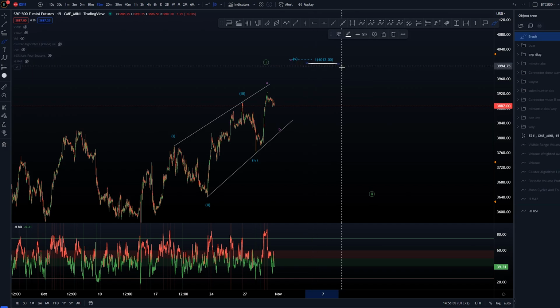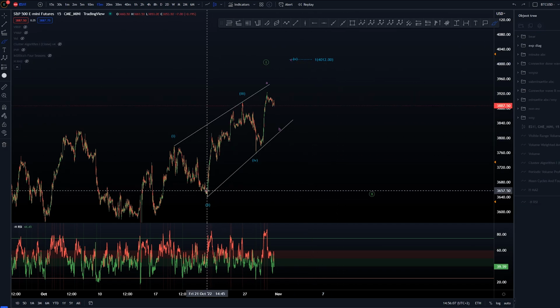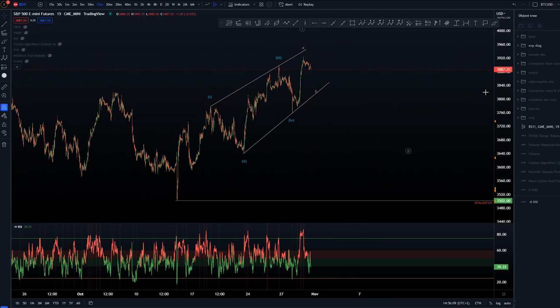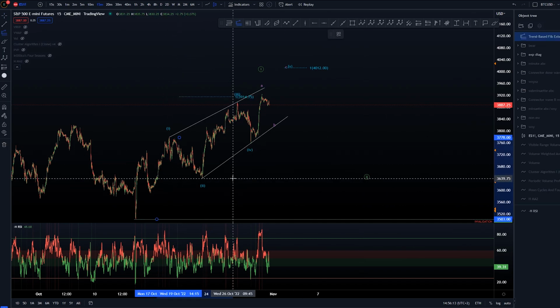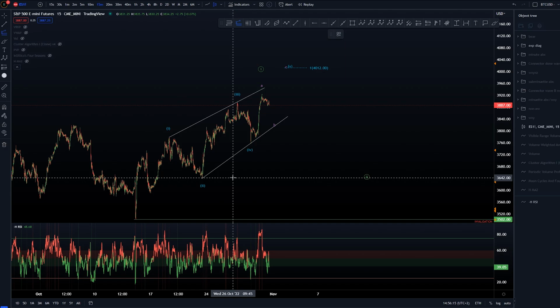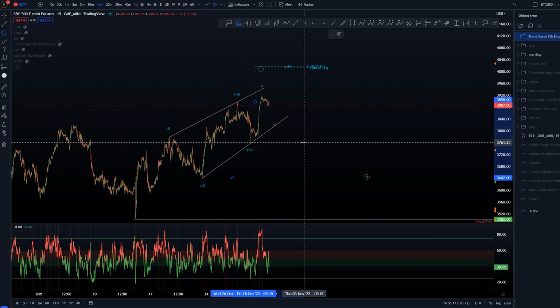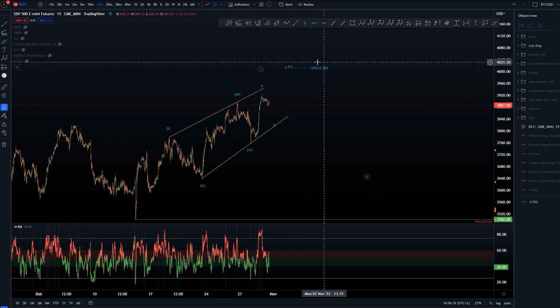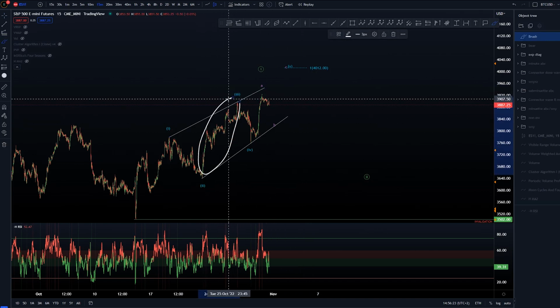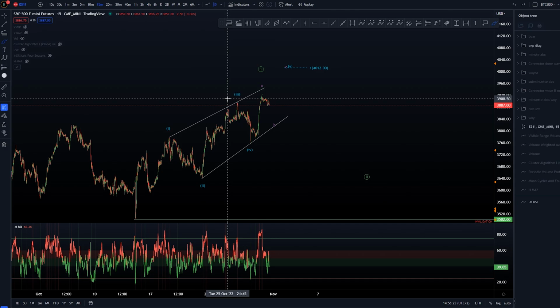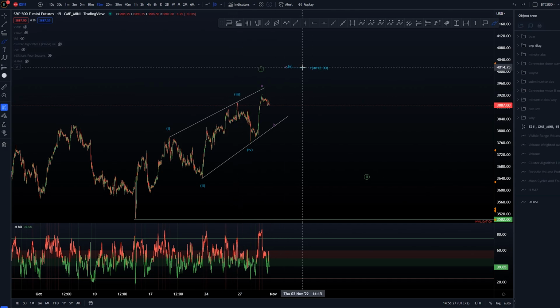The maximum it can go is $4,012 because again, this is a contracting structure. So wave 3 here is actually smaller than wave 1. So wave 5 needs to be smaller than wave 3 in order for 3 not to be the smallest structure on the whole diagonal. So that's the maximum it can go.